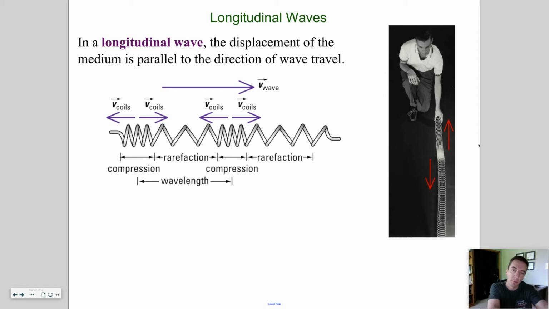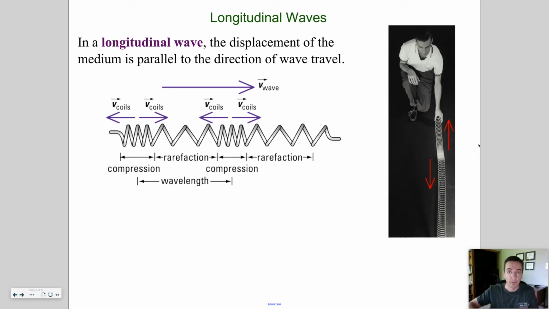And then when he pulls back again, he's causing what we call a rarefaction. So compression, rarefaction. That is what a longitudinal wave consists of. So let's say he starts vibrating his hand back and forth, back and forth, back and forth like this. Compression, rarefaction, compression, rarefaction, compression, rarefaction.